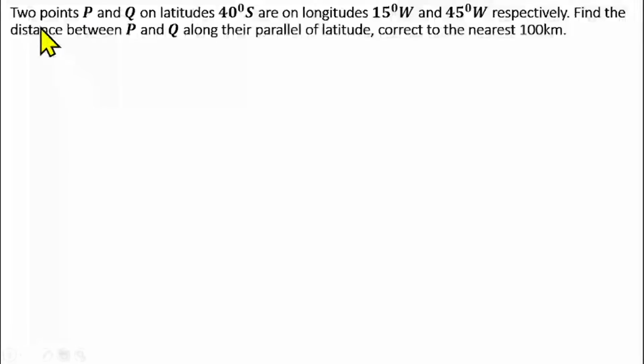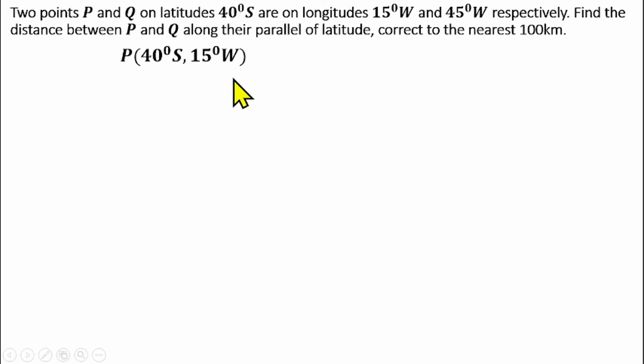We are told that there are 2 points P and Q on latitude 40 degrees south and longitude 15 degrees west and 45 degrees west respectively. We have to find the distance between point P and Q along the parallel of latitude, correct to the nearest 100 kilometers. So P and Q are on this latitude 40 degrees south. That's what they have in common. And their difference is the longitude, 15 degrees west and 45 degrees west.